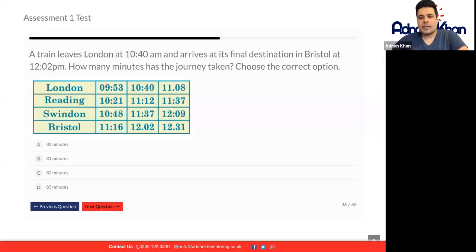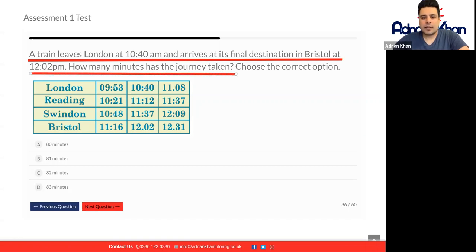So let's read this question together. A train leaves London at 10:40 a.m. in the morning and arrives at its final destination in Bristol at 12:02 p.m. How many minutes has the journey taken? Okay, so let's go through this one by one so you understand exactly how this particular question works.